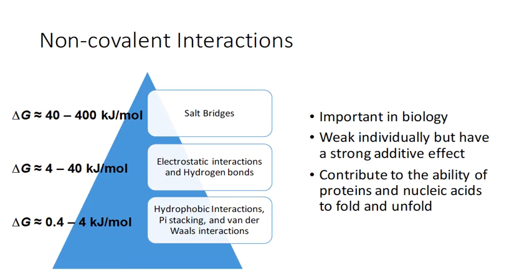At the top of the pyramid, we have the strongest non-covalent interactions, which are salt bridges, and they have a Gibbs free energy between 40 and 400 kilojoules per mole. Keep in mind that salt bridges are formed from a combination of hydrogen bonding and electrostatic interactions. As you can see, these two non-covalent interactions fall just below the salt bridges. Therefore, it makes sense that the combination of them would result in a very strong interaction.